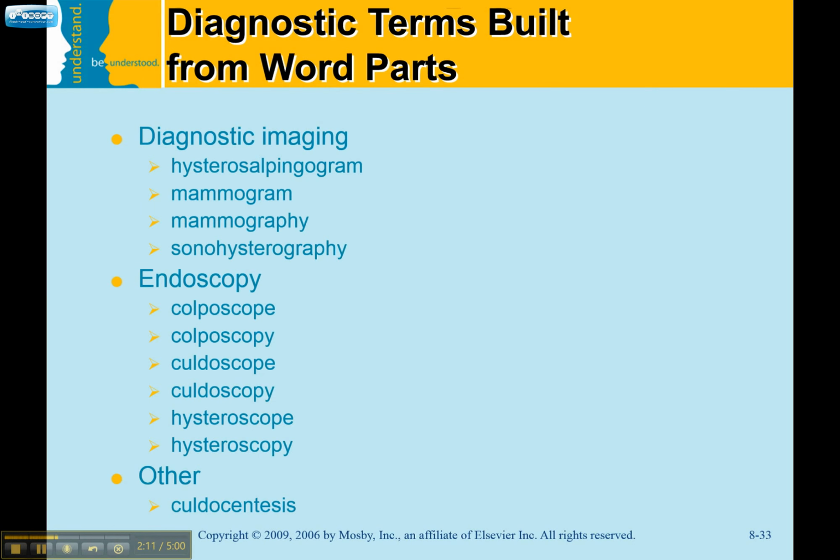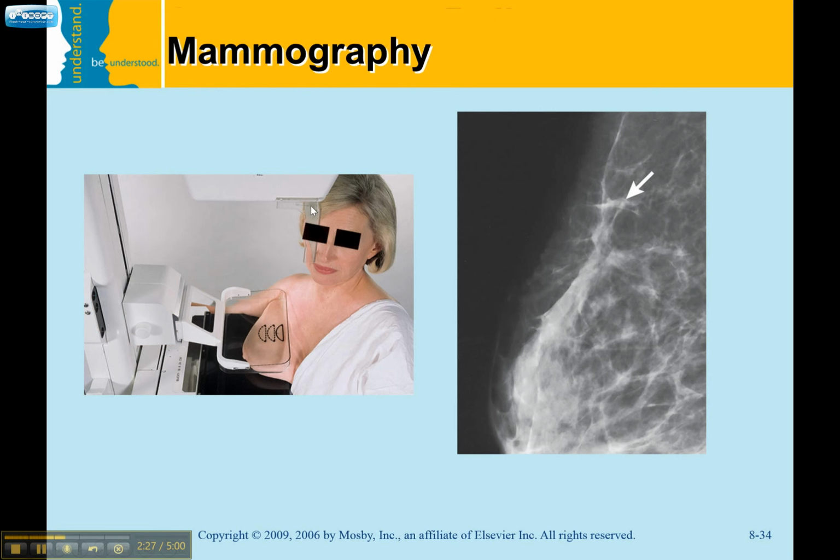All right, here are a couple of diagnostic terms built from word parts. Most of them you're going to see are scopes and scopy, and that's usually what they'll do for diagnostic things for the female reproductive system, except of course for the breast, that's going to be the mammograms. Here's a picture of a mammogram. It's just a plate that actually flattens out the breast tissue so that they can get a better picture.